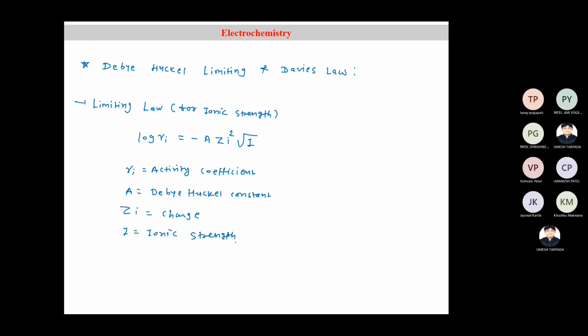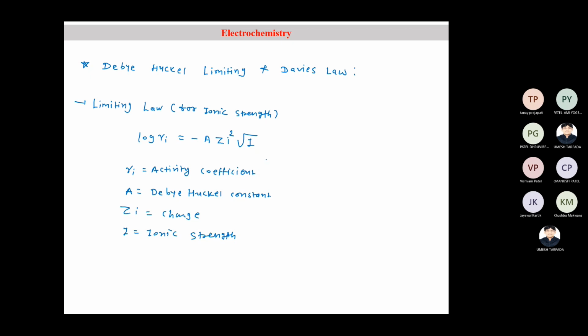What is the Davis law? No need to go to Davis law. Okay, enough with this law. Otherwise, Davis law is also represented as minus A Zi square into under root I upon 1 plus under root I minus Bi. But we are not going into that. Simply you can go for Debye-Huckel law.